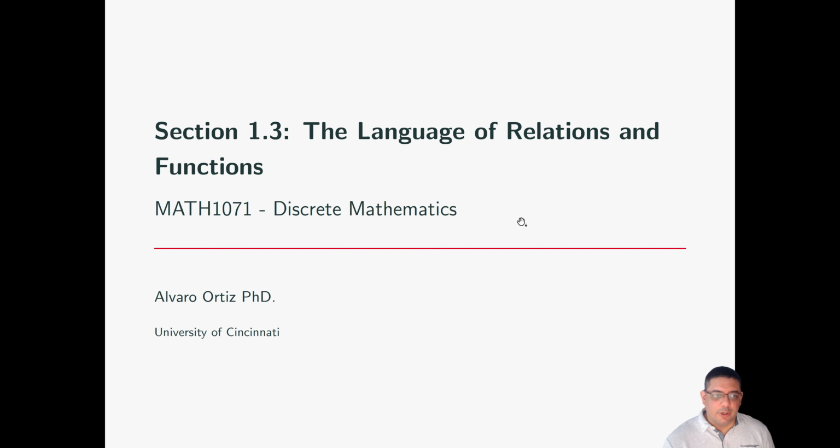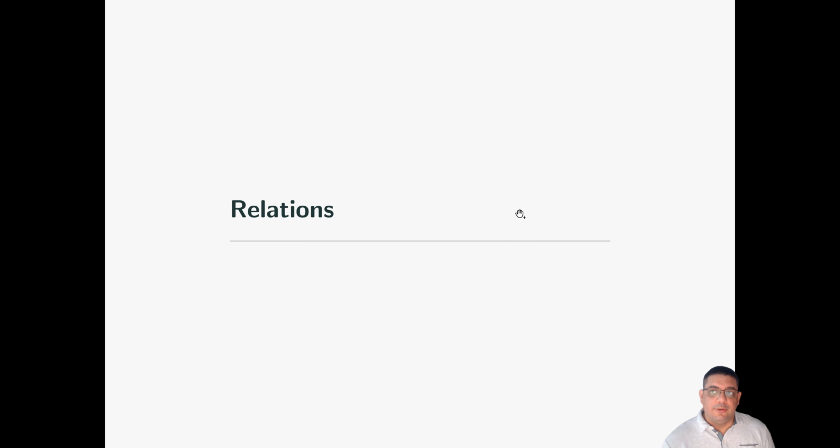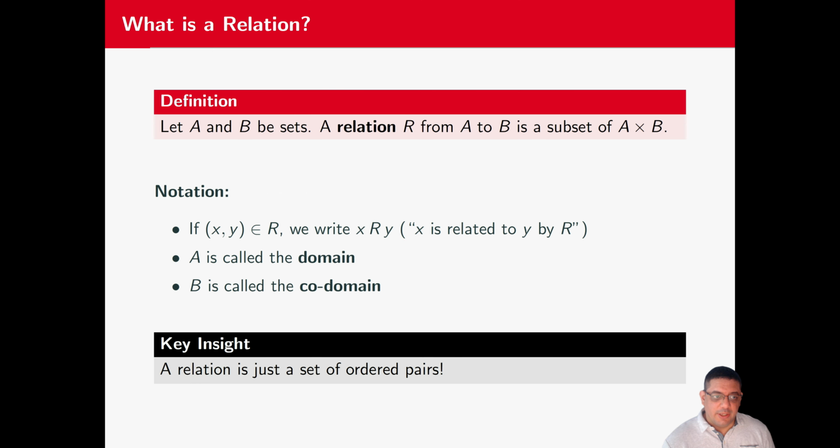In this video, we're going to talk about section 1.3 in the language of relations and functions. So first, let's describe what a relation is. If we have two sets A and B, a relation R from A to B is going to be a subset of the Cartesian product A times B.